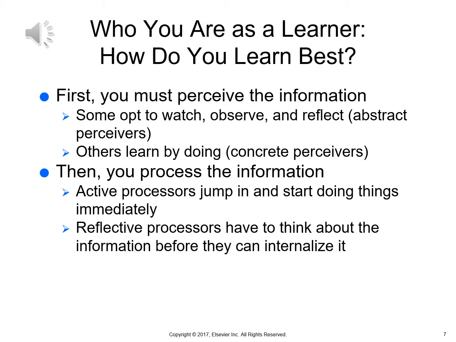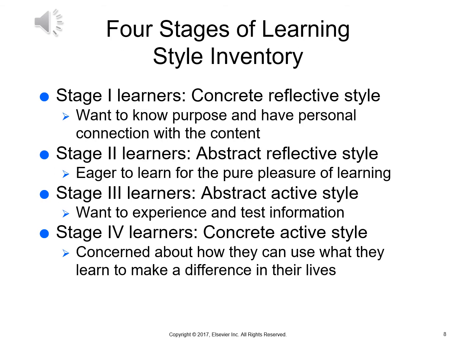Who are you as a learner and how do you learn best? First, you must perceive information, and then you process this information. You could be actively processing, jumping in and starting to do things immediately, or you might need to reflect and have to think about the information before it can be internalized. There are 4 stages of learning style inventory, and we will be exploring these more in depth during our face-to-face time. We have stage 1 learners who are concrete and reflective, stage 2 learners, abstract reflective style, stage 3 learners, abstract active style, and stage 4 learners, concrete active style. Again, we will be discussing these more in depth during our class time.